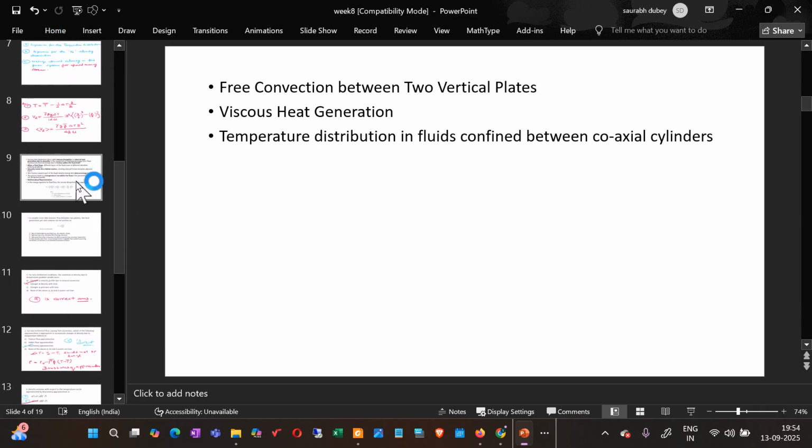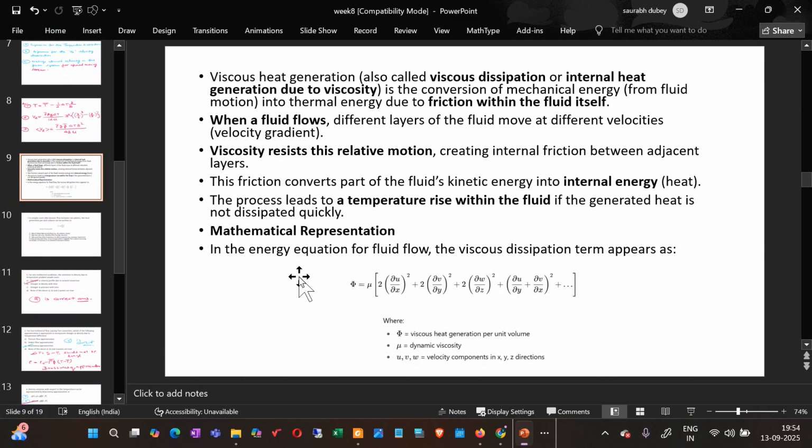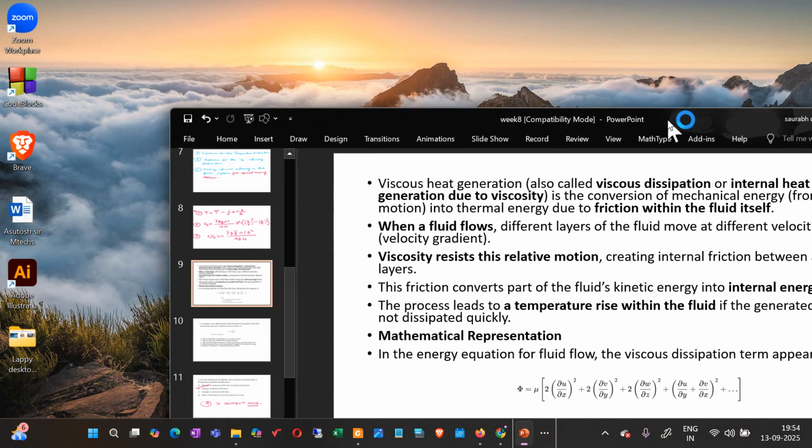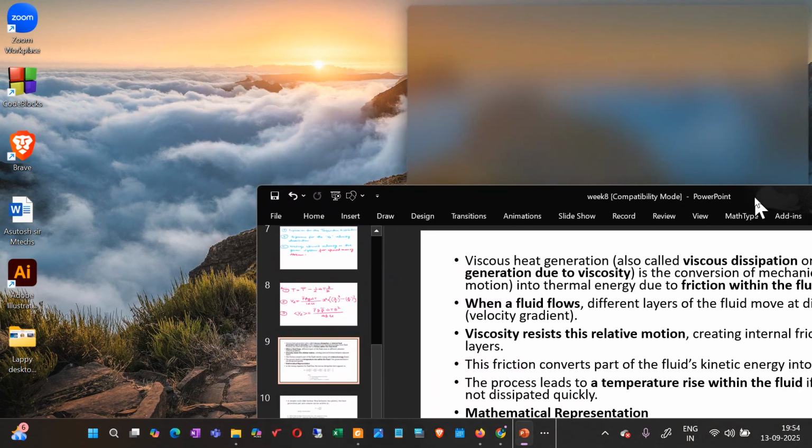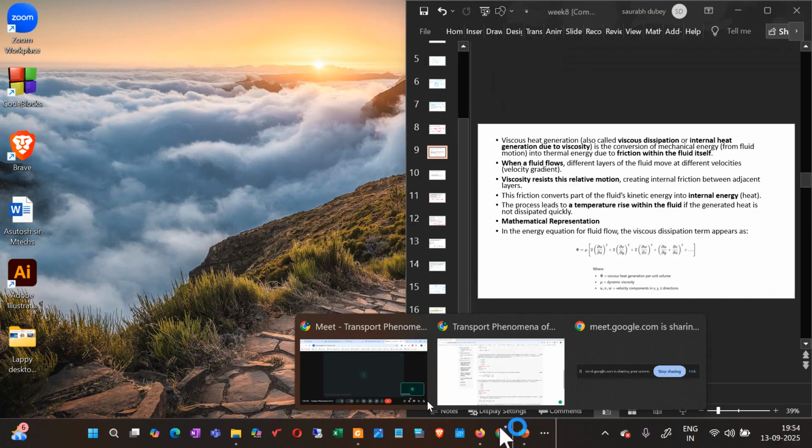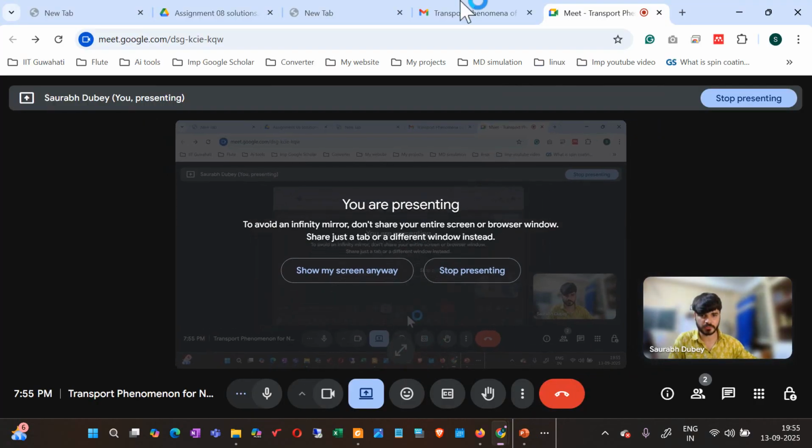And here if you see what it is: viscous heat generation. We can also call it viscous dissipation or internal heat generation due to viscosity. Is the conversion of mechanical energy, which is because of the motion of the pen that we are having right now. Okay, so let me just fix it here.